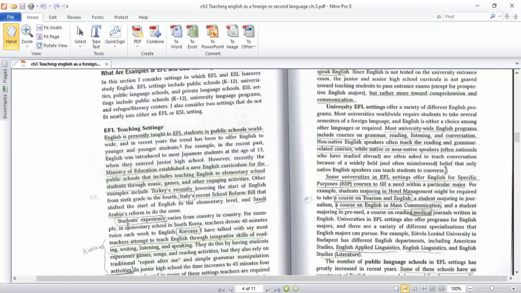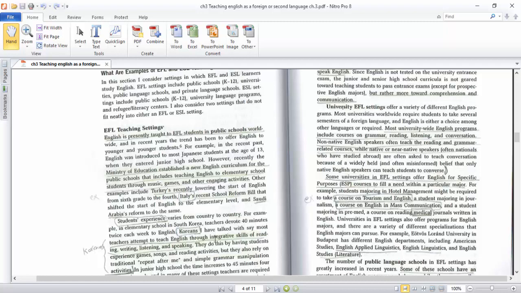Here we have students' experiences. Students' experiences vary from country to country. So we have different student experiences from country to country. For example, in elementary school in South Korea, the teacher devotes 40 minutes twice each week. It means 2 lectures per week to English. They teach students the English language 2 days a week in South Korea.